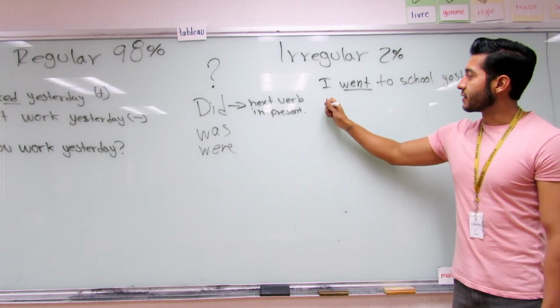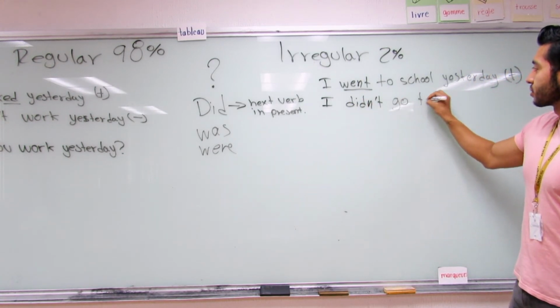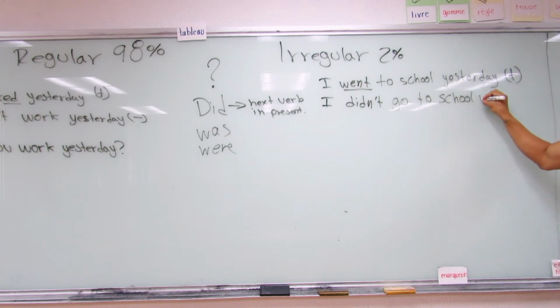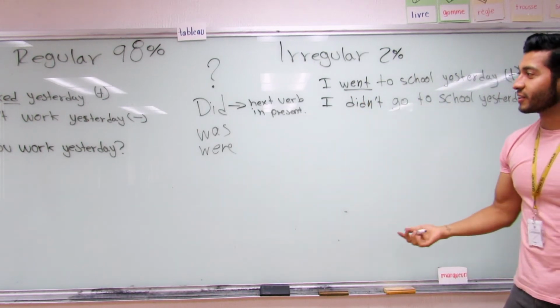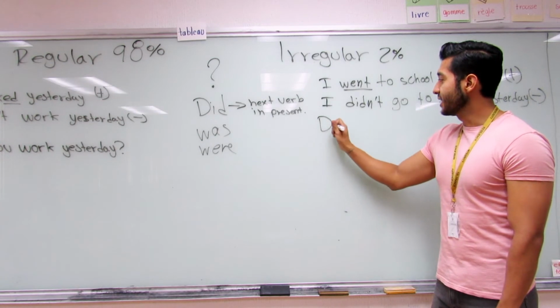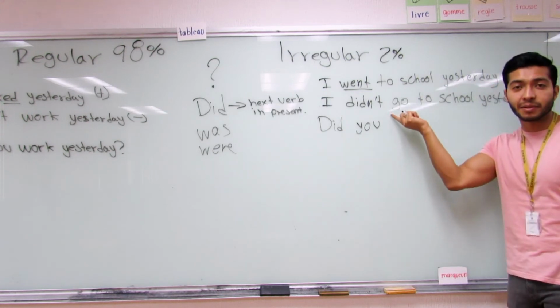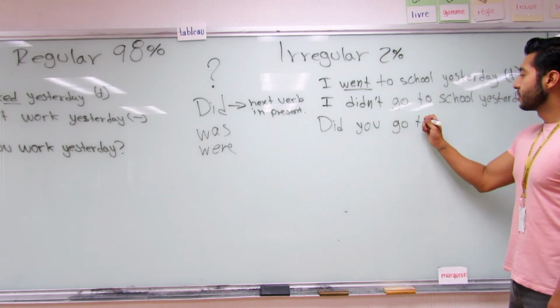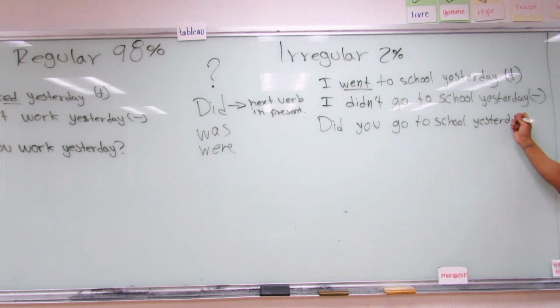And then the negative, I didn't go to school yesterday, so this is negative, right? So we have the didn't, and then the verb in present, and then to ask the question, we said we use did. So did, the person, did you, and then the verb in present. Did you go to school yesterday? And that is the question.